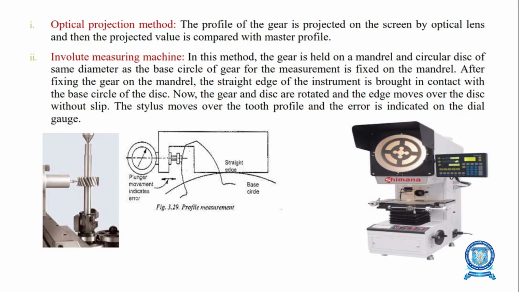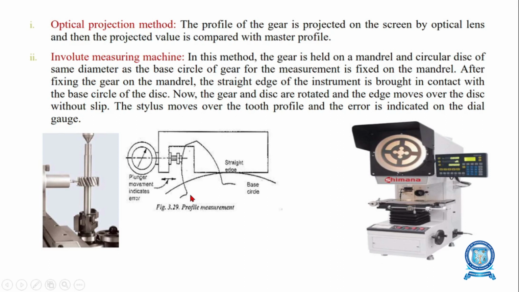Okay, the next one is the involute measuring machine. This figure shows one example of an involute measuring machine. In this method, the gear is held on a mandrel for the measurement. A circular disc having the same diameter as the base circle, and a test piece, is fixed on the mandrel along with the gear.